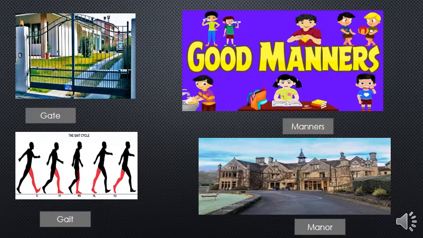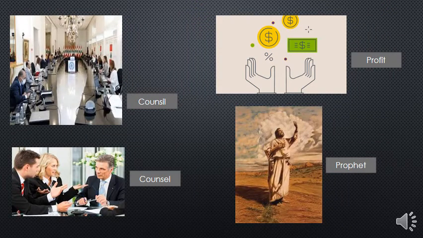Gate with ATE is a door, a big door, while gait with AI is the way a person moves or the way a person walks. Manner means, let's say, good manners, good things that a person does, good habits, like thanking someone, brushing your teeth, cleaning your room, washing your hands. All of these are good manners. A manor, the second one, means a mansion, or a huge place or castle, a very old place.